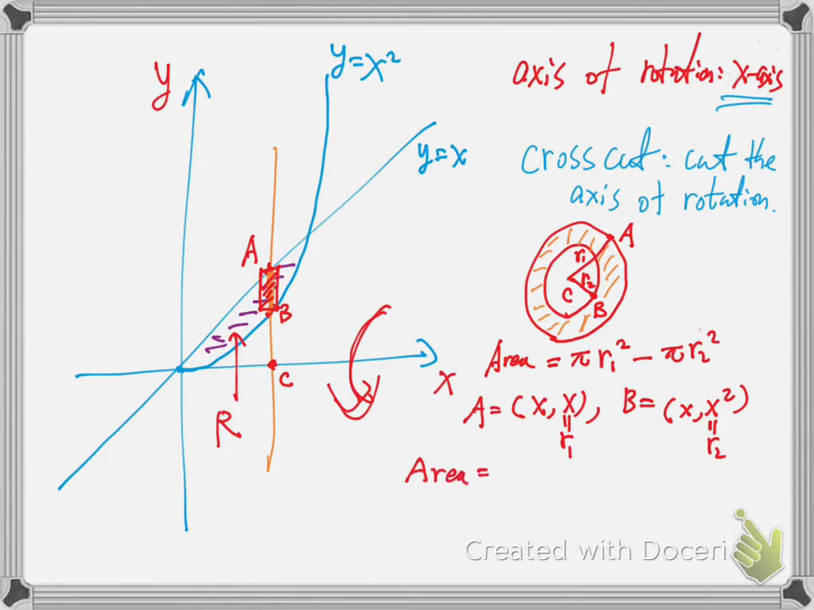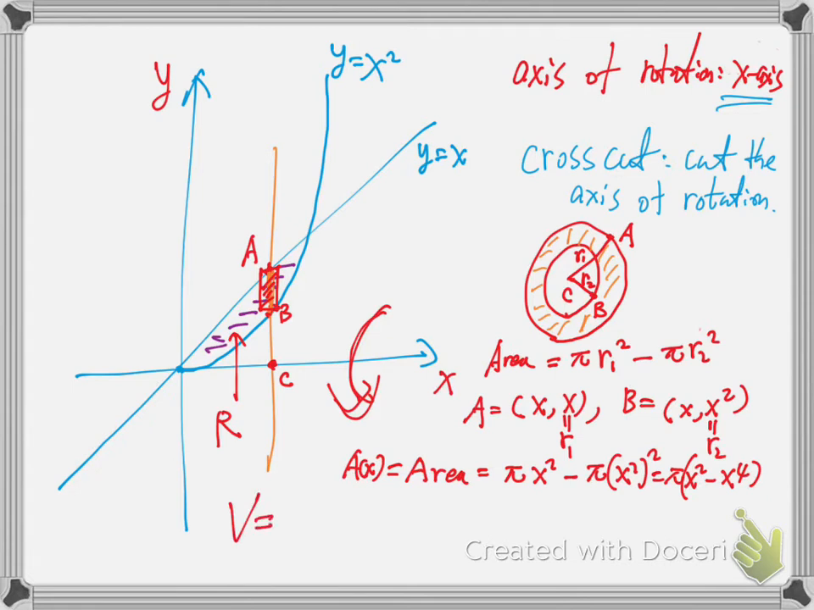So now the area will be pi x squared, that's R1 squared, minus pi times R2, which is x squared squared, so that's x to the fourth. So it's pi x squared minus x to the fourth. You can factor out pi. We call this A of x, the area, which depends on x, so it's a function of x. Now what's the volume?